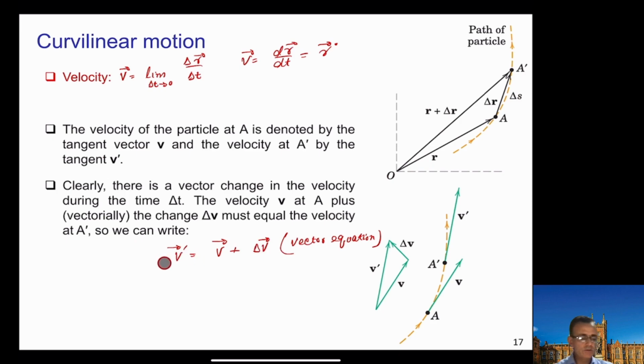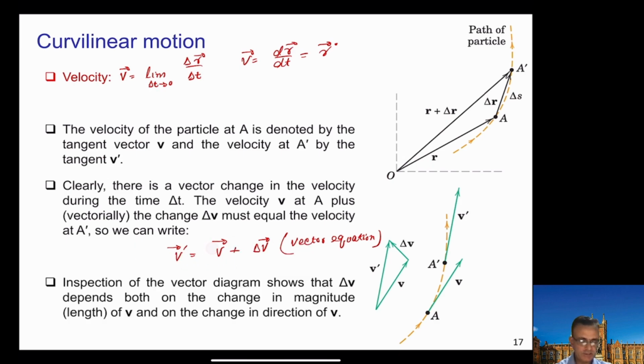So this means that you will have to perform this operation using the procedure of vector addition. Now, inspection of the vector diagram shows that delta v depends both on the change in magnitude, which is the length of v, and the change in direction of v. So even if v and v dash are the same in magnitude, you will still have delta v here because it is a vector.